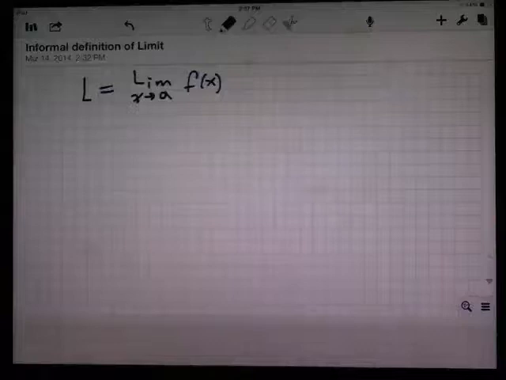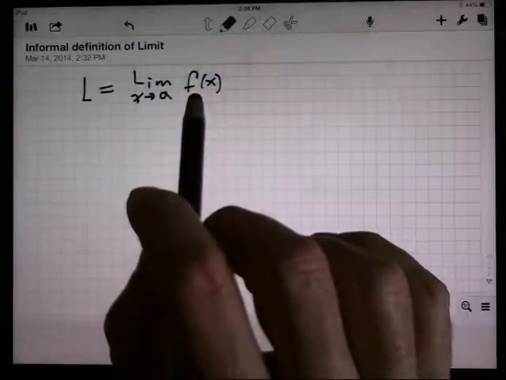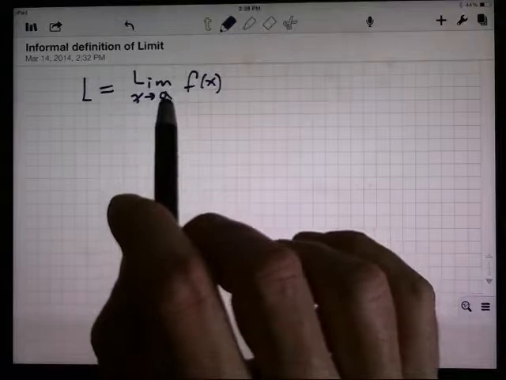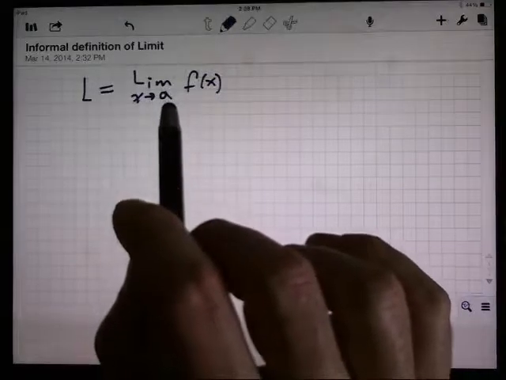What is a limit? What do we mean when we're talking about limits? Well, the notation, of course, is this. We've got a function involved. We're looking at what happens as x gets close to a particular value a. And we're asking what is happening to the y value.